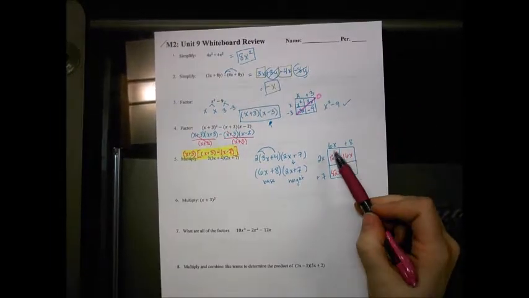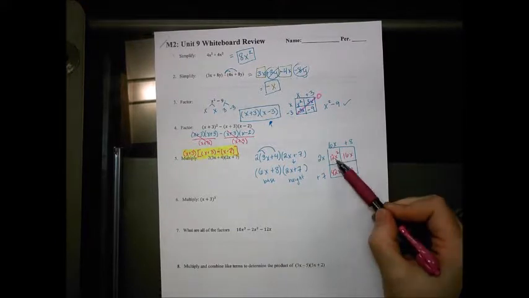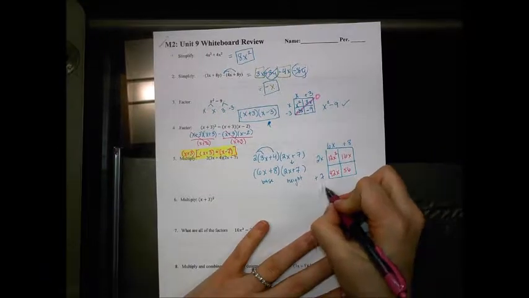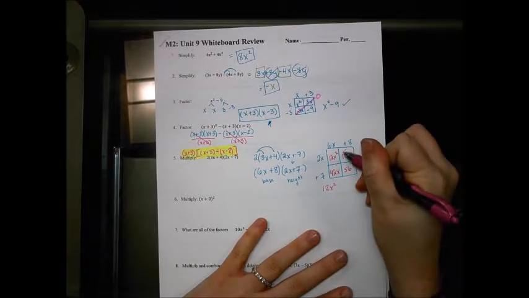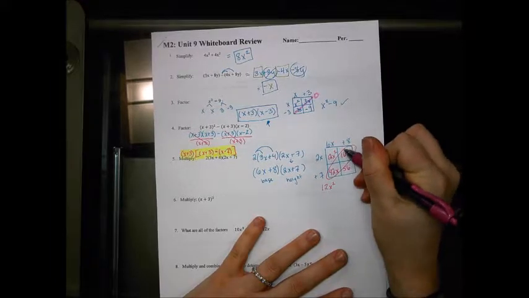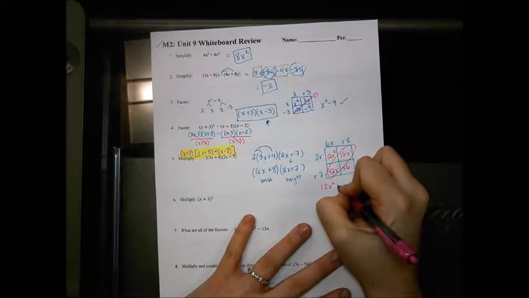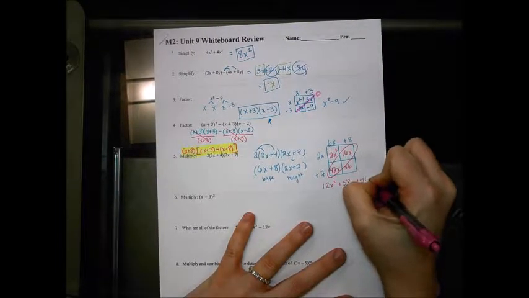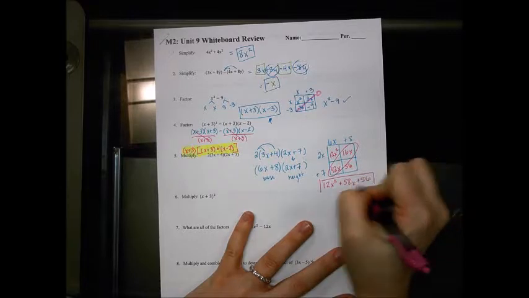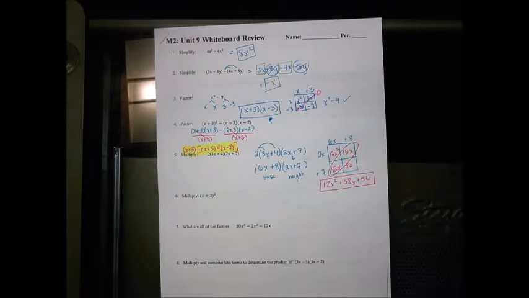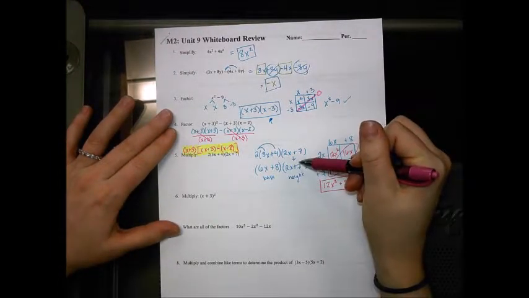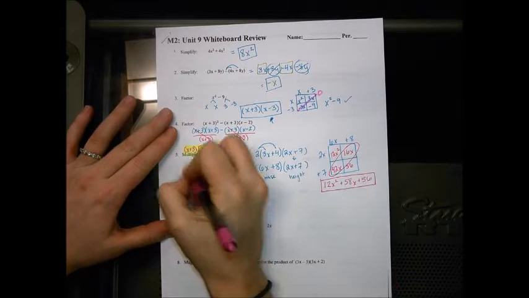When I separate these using the area model, I'm doing my base times my height, which means my area is all of the areas inside combined. So I get 12x squared. You add 42x plus 16x to give you 58x. And then add 56 to the end. And that is your answer. But if you wanted to multiply these by using distribution, it would look like this.